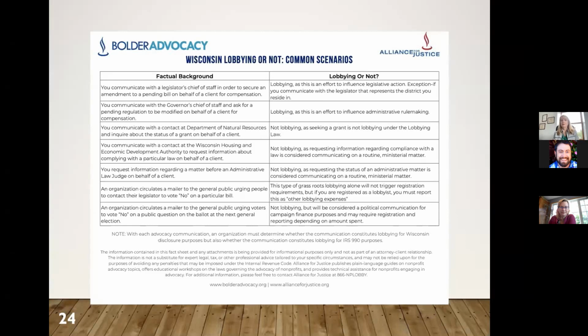But communicating with the Department of Natural Resources about the status of a grant to your organization, applying for a grant, talking to the department about who qualifies for the grant, how you could be well positioned to get a grant, that is not lobbying. That is a carve out. It's considered a ministerial matter. That is not lobbying.